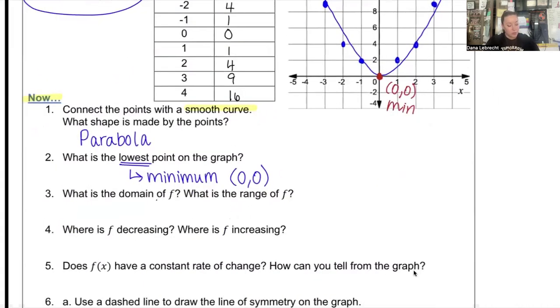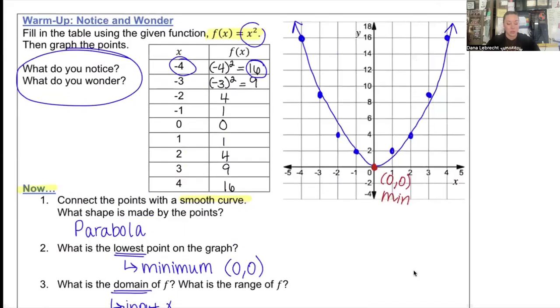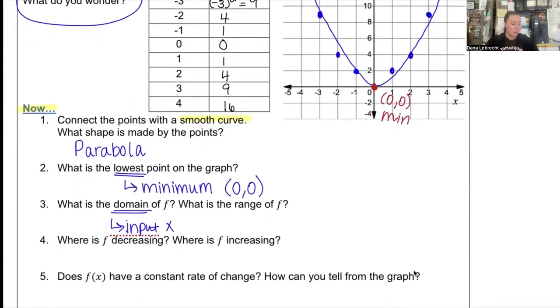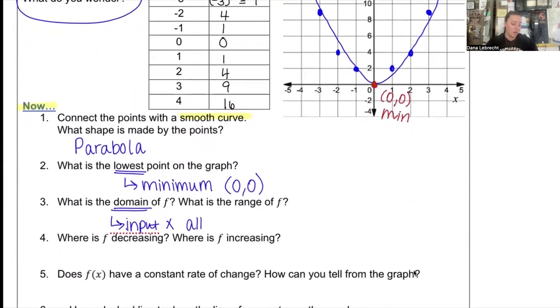Number 3 says, what is the domain of f? Remember, domain is talking about our input, or the x values. So we don't have any limitation here. We could plug in anything we want for x because it's just x squared. We can put whatever we want into that value. So our input, for our domain, is all real numbers.